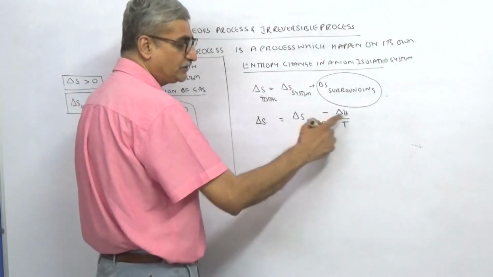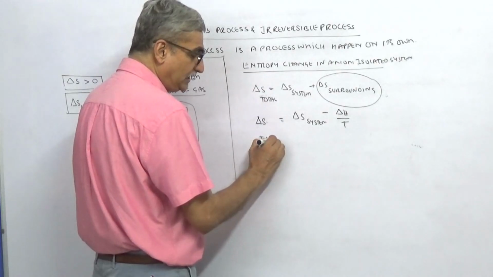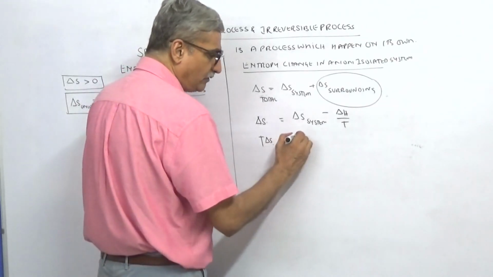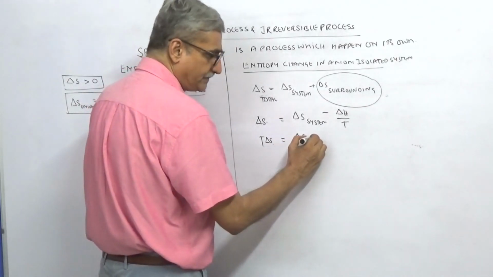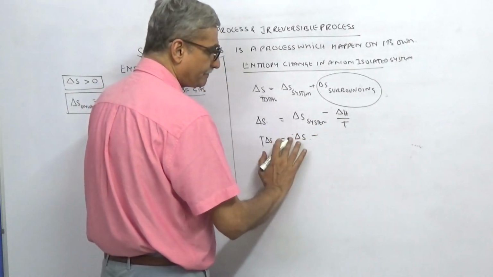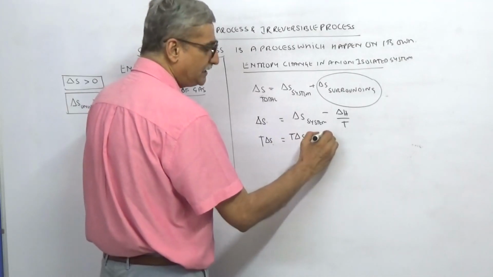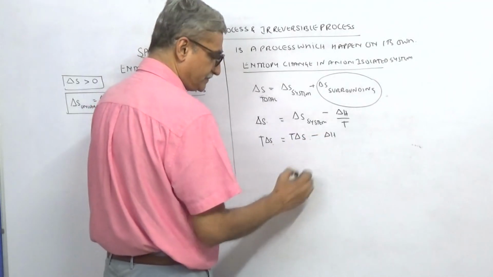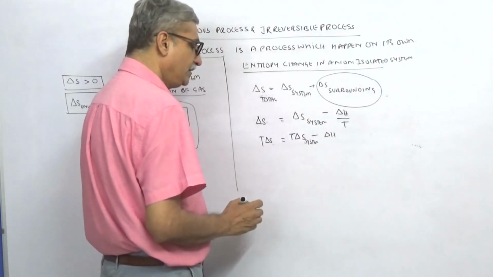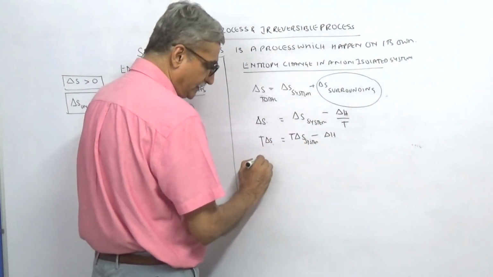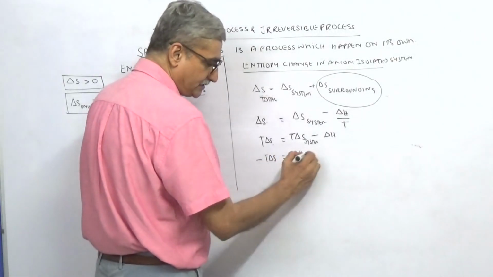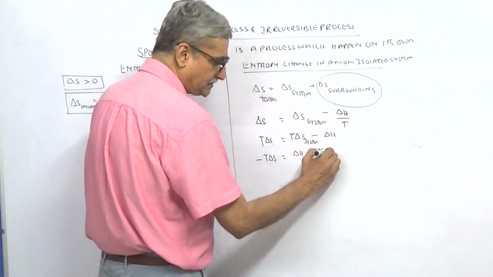So what they did was multiply throughout by T first. T delta S total is equal to T delta S of the system minus delta H. Putting a minus sign throughout, what do we get? Minus T delta S total is equal to delta H minus T delta S of the system.